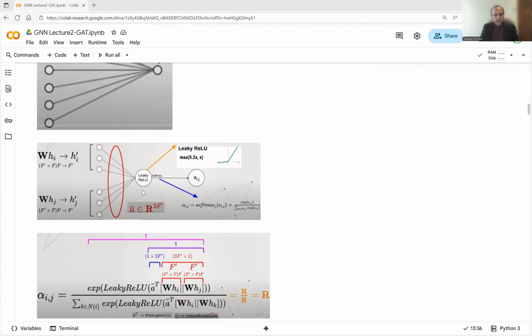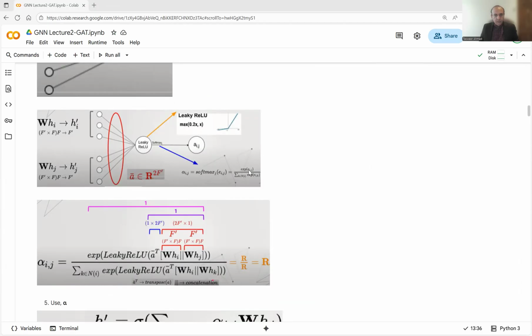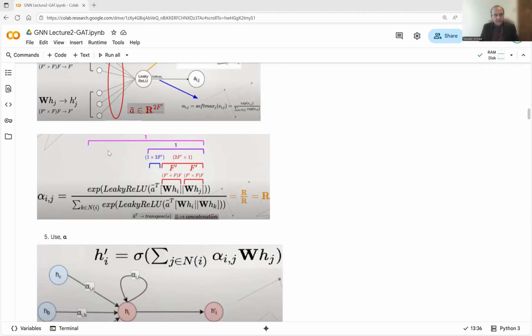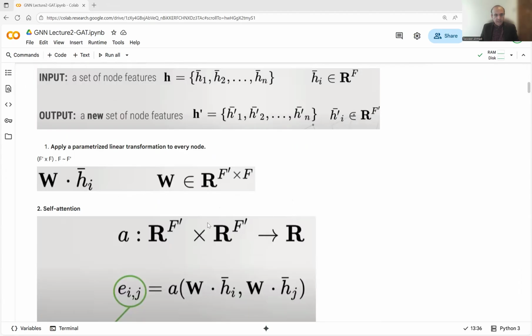These then go to a leaky ReLU function, which is similar to the ReLU function, a non-linear activation function, and then they will be normalized, with eij in the numerator divided by the sum over all the neighbors of I. More precisely, dimension-wise, if we break it down, Whi and Whj are concatenated, so after concatenation the feature dimension becomes f prime plus f prime, that is 2f prime by 1, and a has a dimension of 1 by 2f prime, as we mentioned above.